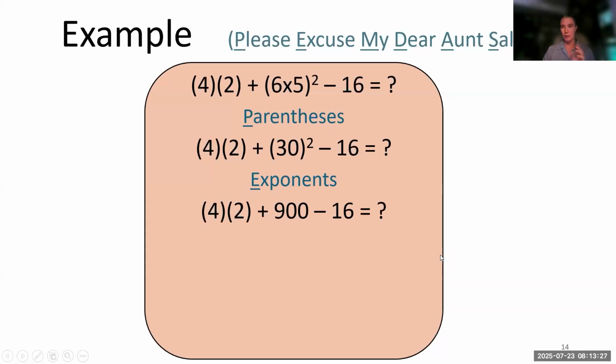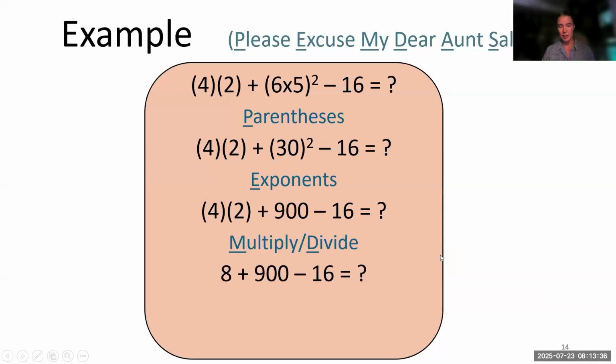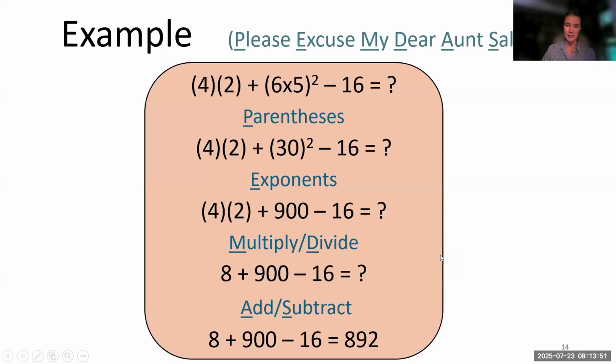Now we're going to move on to the multiplication and division. For multiplication, we've got 4 times 2, which is 8. Then we don't have any division in this equation, so we can just move on to the next step: addition and subtraction. At this point, all we have to do is plug these numbers into our calculator. You can also do it in your head, and that's going to give us 892. If you approach this equation in a different order than what we went over, you might get a different answer. So it's really important to remember PEMDAS: please excuse my dear Aunt Sally, for your order of operations in all equations.